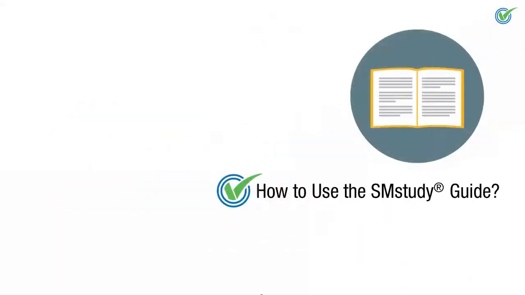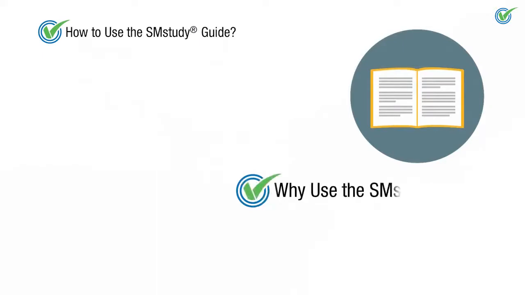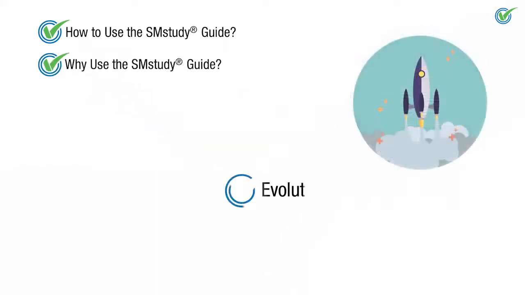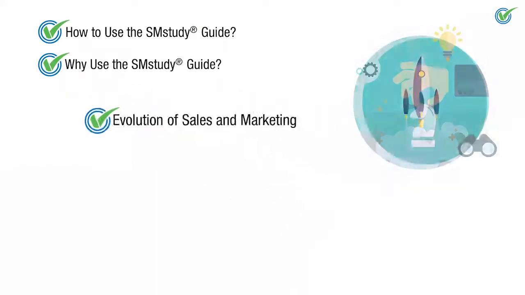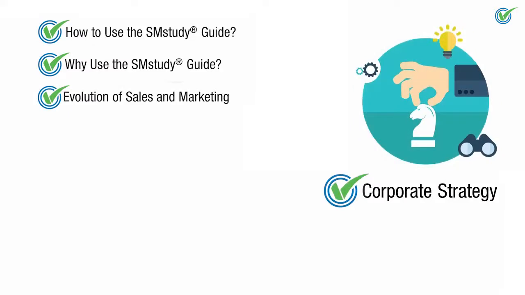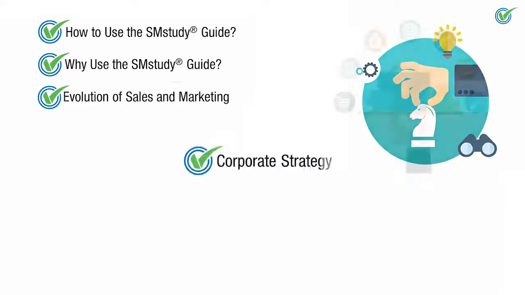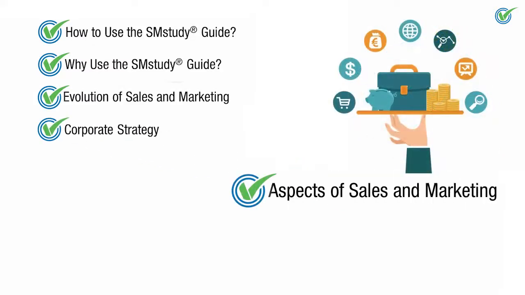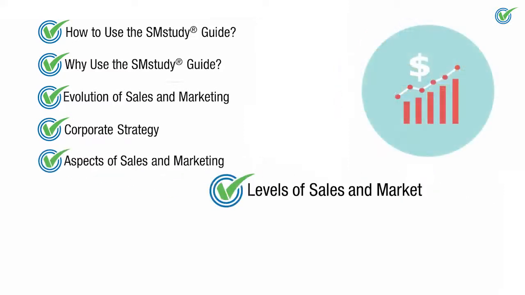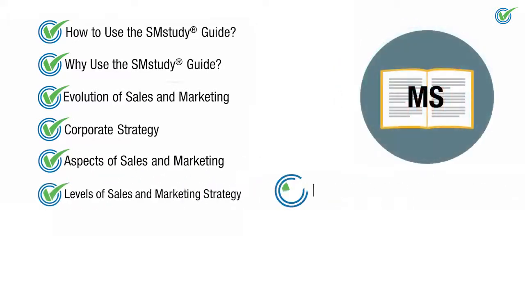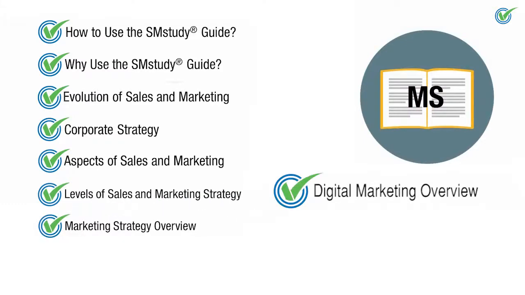They are: how to use the SMstudy Guide, why use the SMstudy Guide, evolution of sales and marketing, corporate strategy and its relationship to sales and marketing, aspects of sales and marketing, the levels of sales and marketing strategy, marketing strategy overview, digital marketing overview.